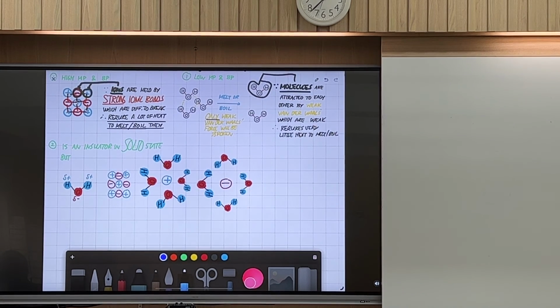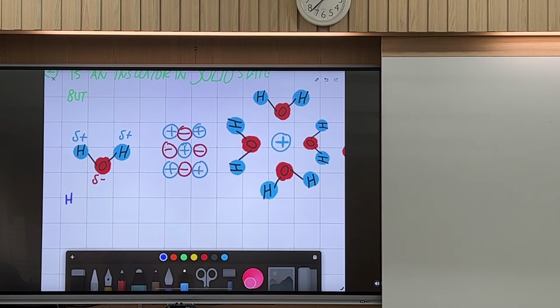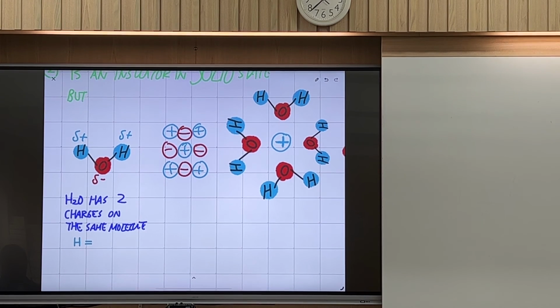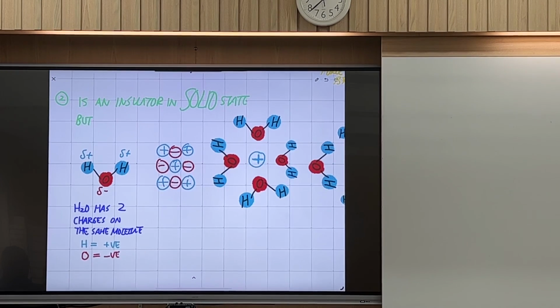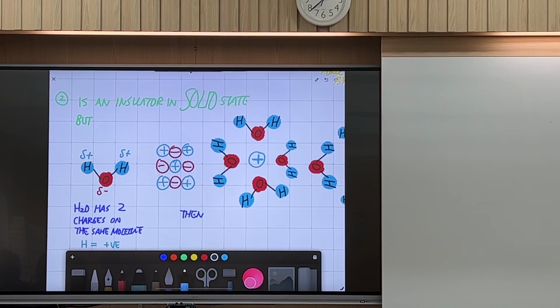Can you put down just a very, very short description? Water has two charges on the same molecule. H is positive. You will know why in Form 5. So H is positive, O is negative. Then what happens? Then H2O. So you see this is an H2O molecule coming in. It will insert itself here. It says, you should stop making friends with this guy. Make friends with me. I'm O. I'm also negatively charged.